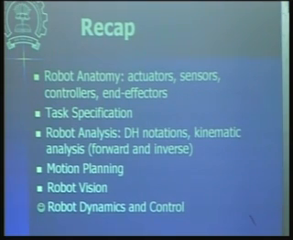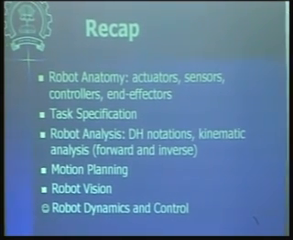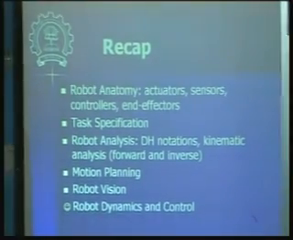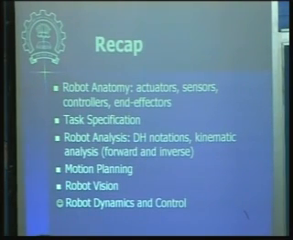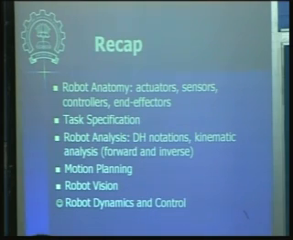First you started with the robot anatomy, then you saw their actuators, sensors and controllers, then how to specify the task of the robot. If you are given a specific task, how to convert that into a mathematical form. Then you studied some robot analysis, basically DH notations, kinematic analysis, forward and inverse kinematics. Then we saw a little bit about motion planning and obstacle avoidance. And then the last module was on robot vision, where you saw image processing, some segmentation algorithms and things like that. Now today we'll start with robot dynamics and control.